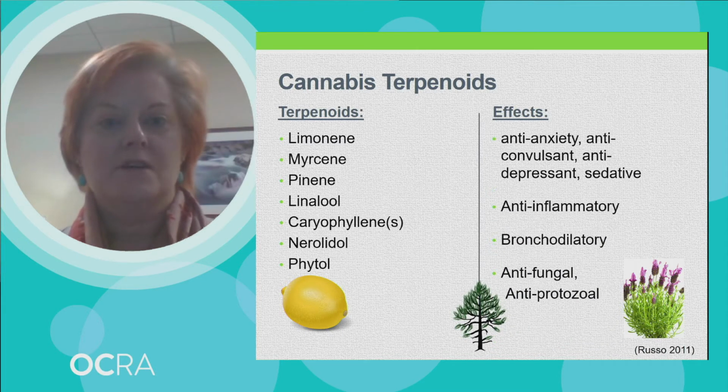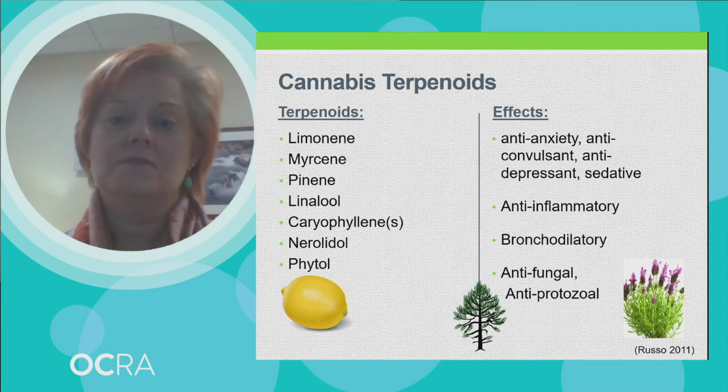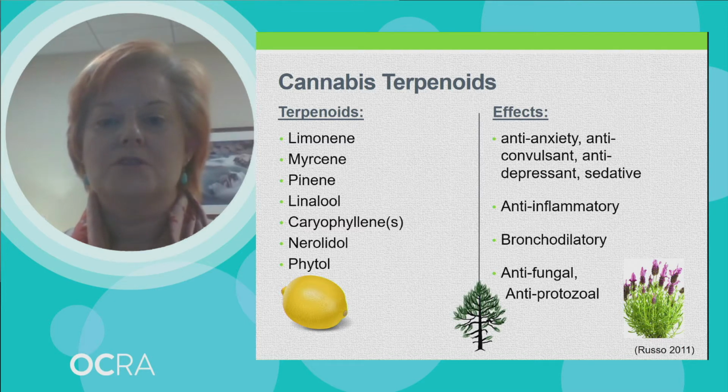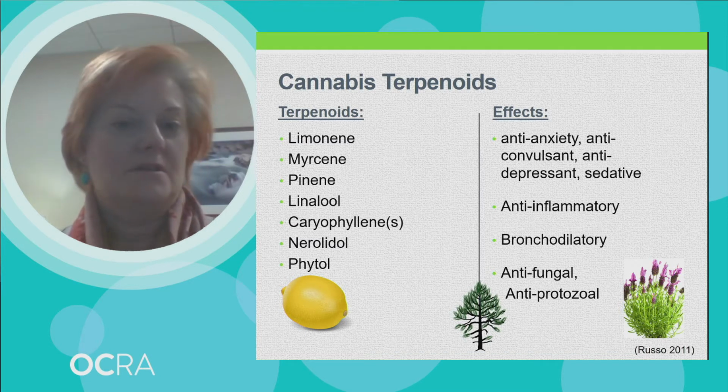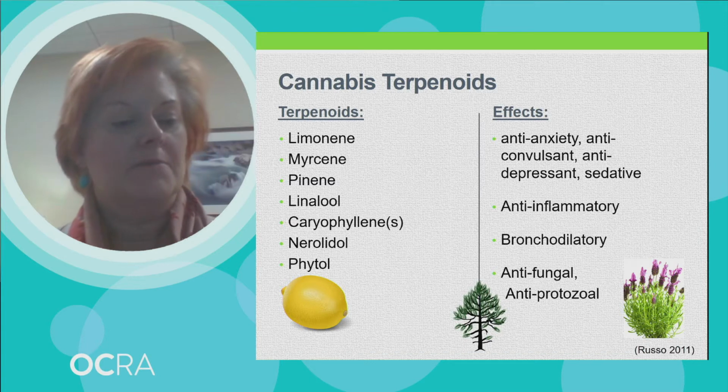So some of the effects of the terpenoids include that they can contribute to anti-anxiety effects, anti-seizure effects, or anticonvulsant. They can be antidepressant, they can be sedative, anti-inflammatory, bronchodilatory, or opening up your bronchial passages, antifungal or antiprotozoal, essentially an antibacterial type of thing. And so I want to just point out, for example, that myrcene is another well-known terpenoid that happens to also be found in hops, and is something that's known to be very sedating.